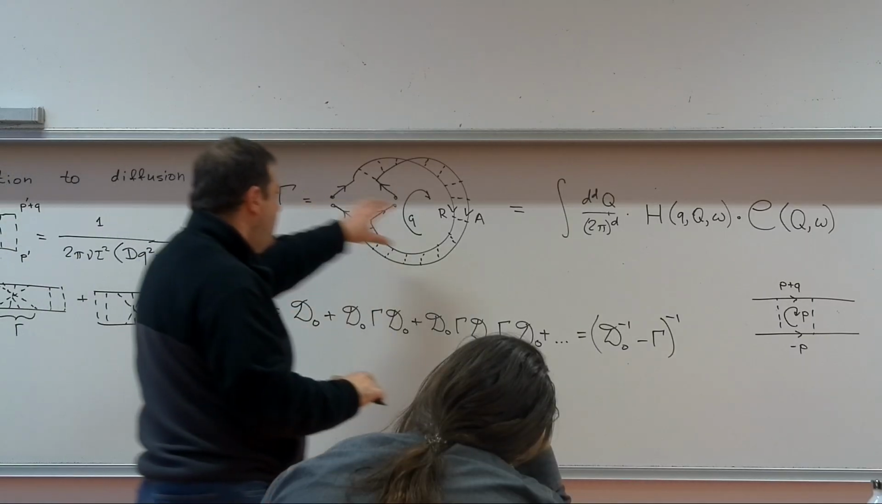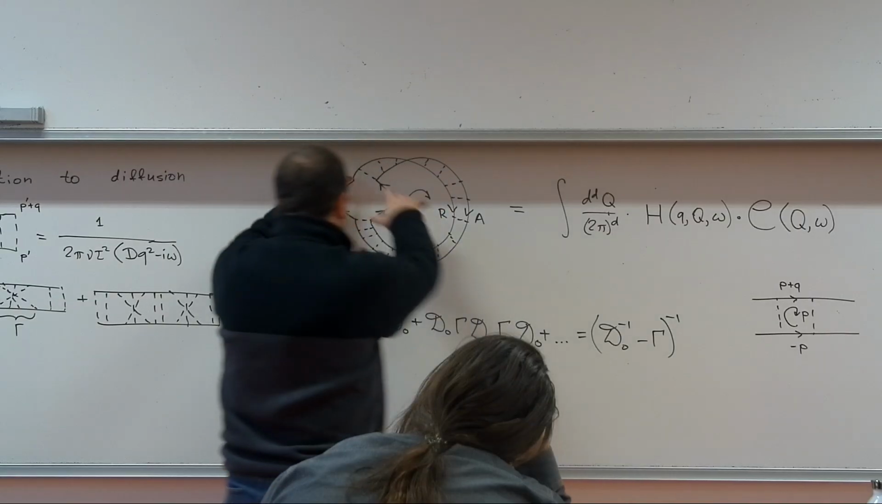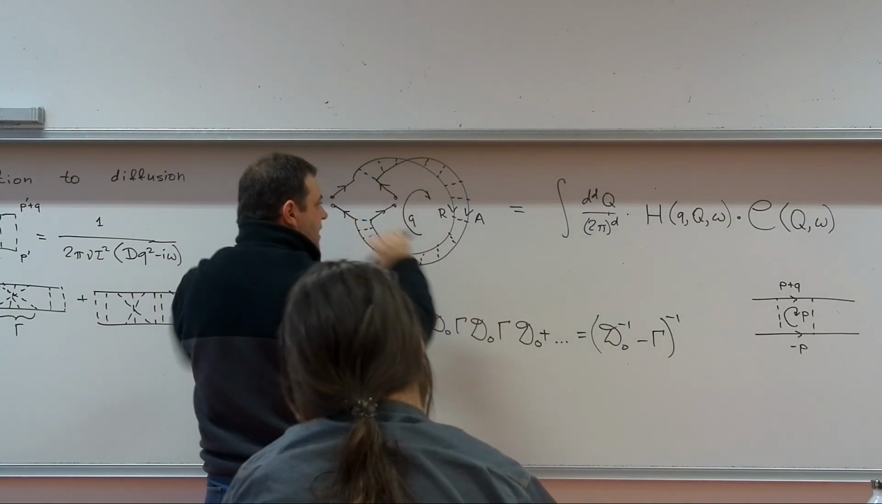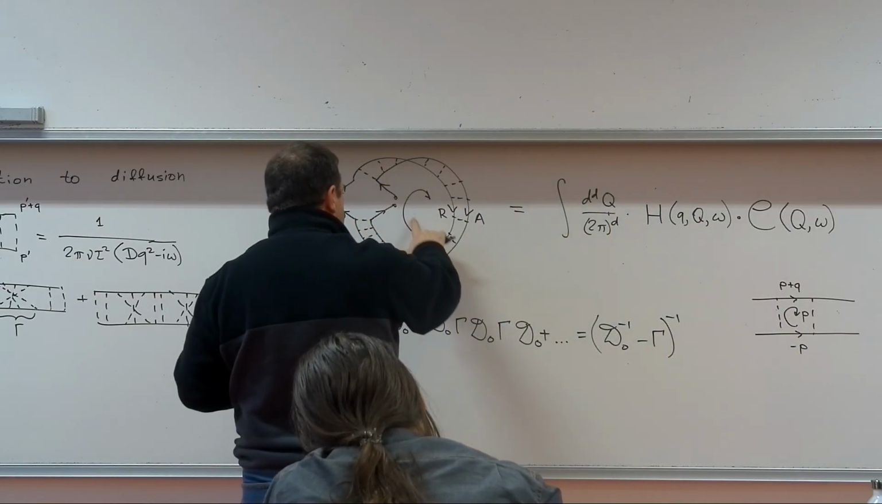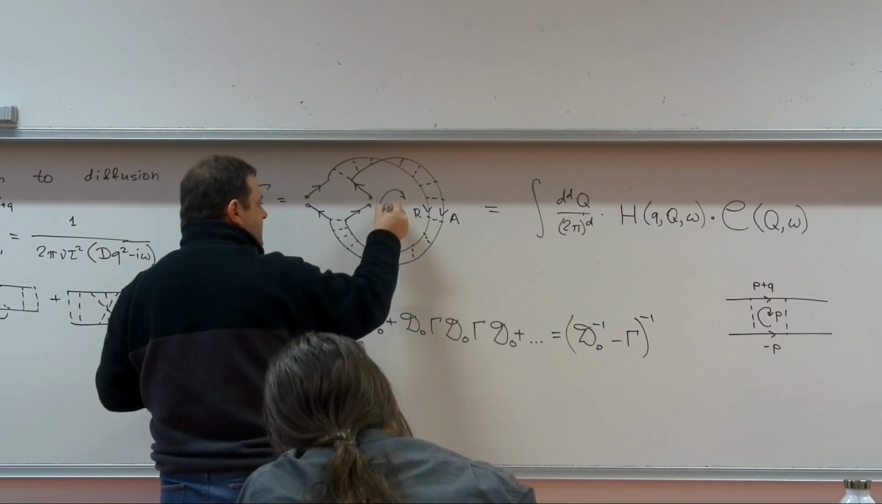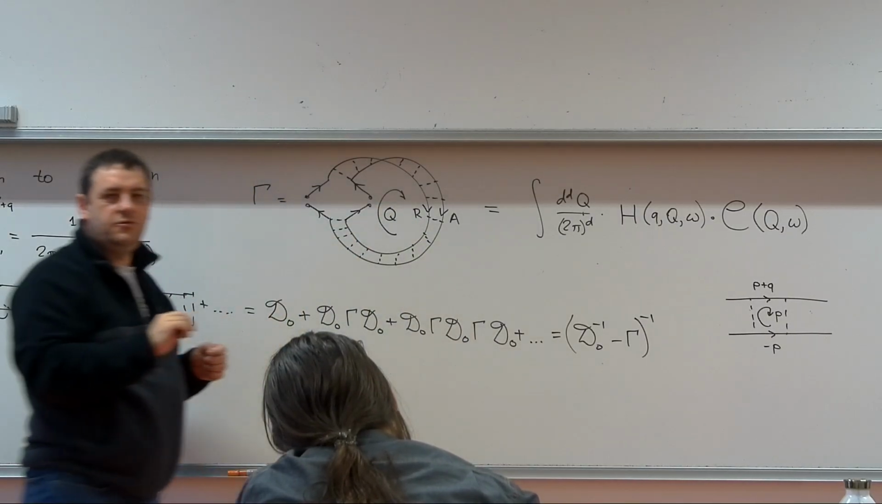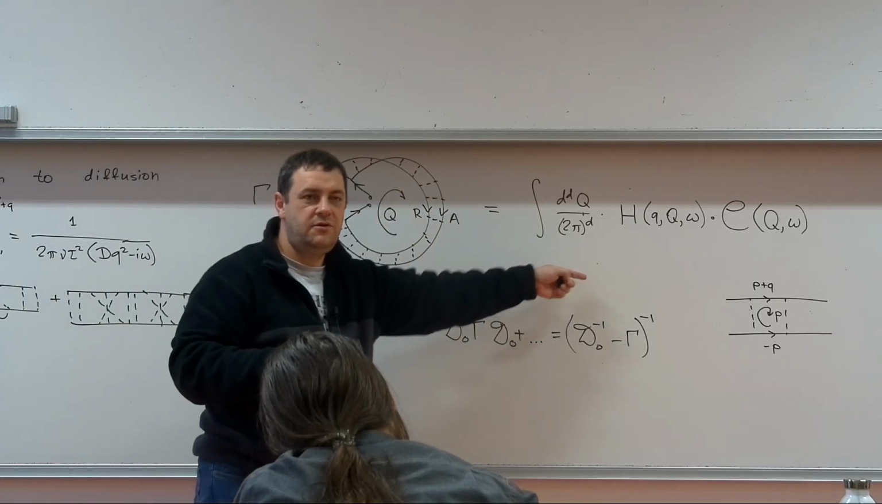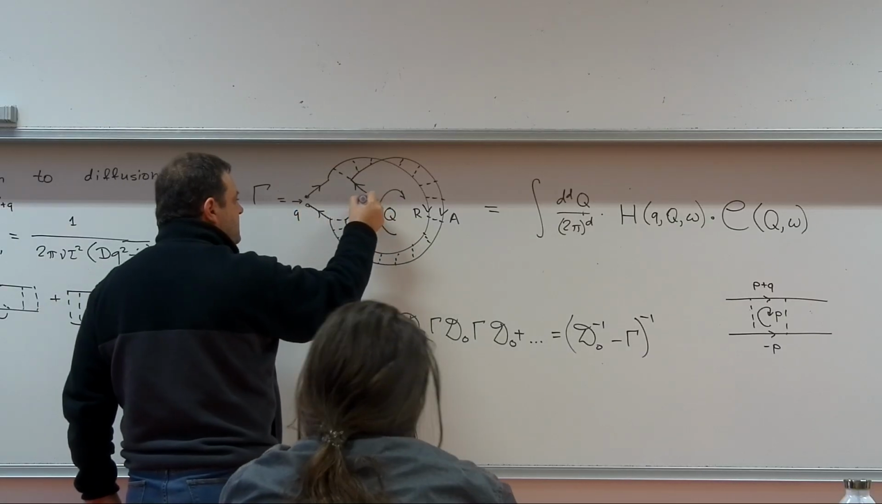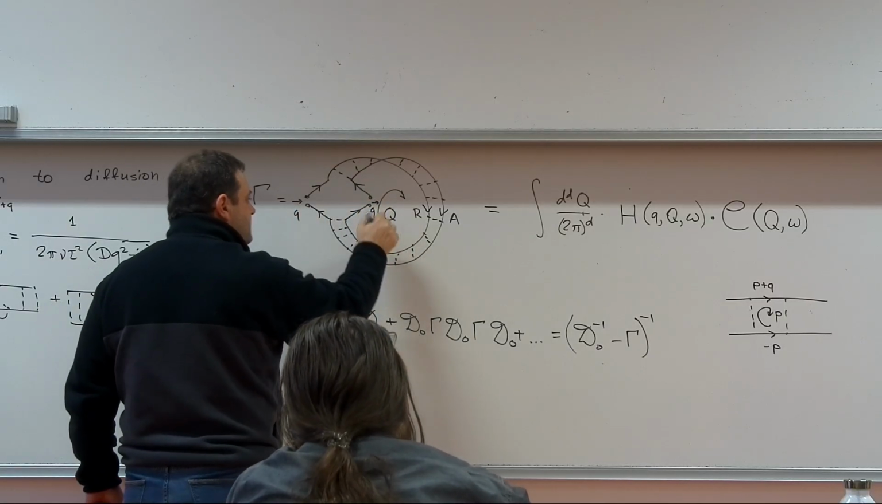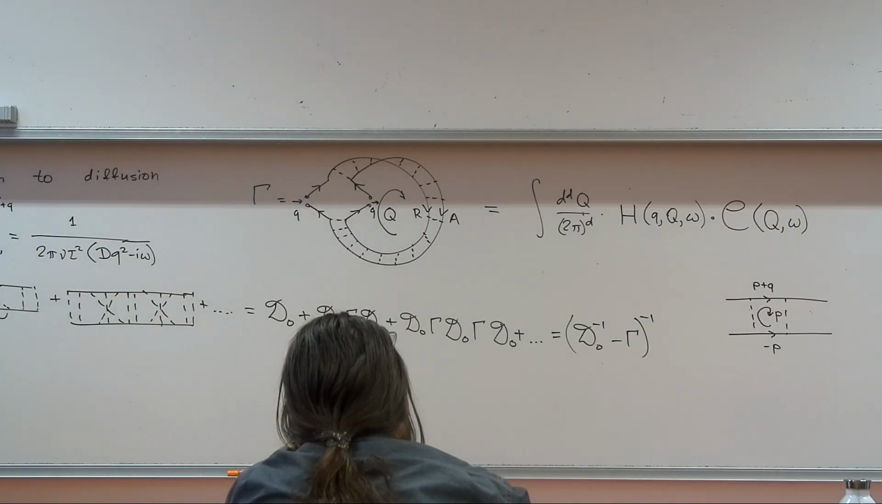I'm just saying H is these 4 green functions, and C is the couperon, and here in the loop we have a capital Q going, we have an integral of this one, and we have a small q coming inside here and going out here. It's the same q which we have inside the diffusion, inside this ladder.